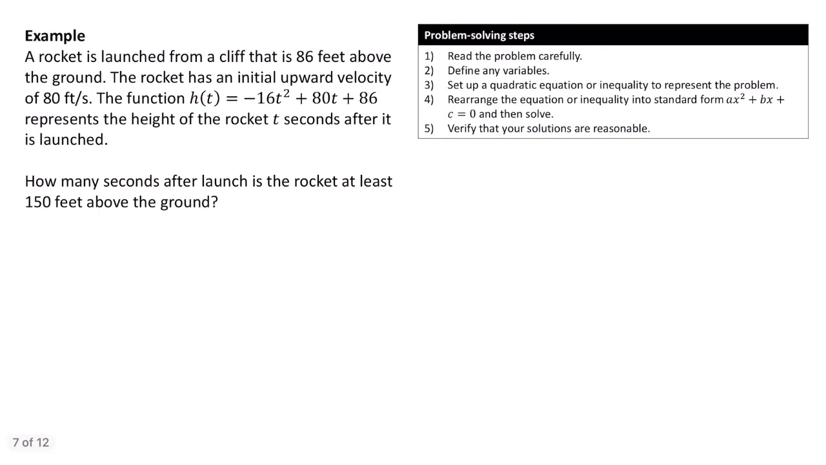So now let's try this example. It says that a rocket is launched from a cliff that is 86 feet above the ground. The rocket has an initial upward velocity of 80 feet per second. The function h of t equals negative 16t squared plus 80t plus 86 represents the height of the rocket t seconds after it's launched. How many seconds after the launch is the rocket at least 150 feet above the ground?